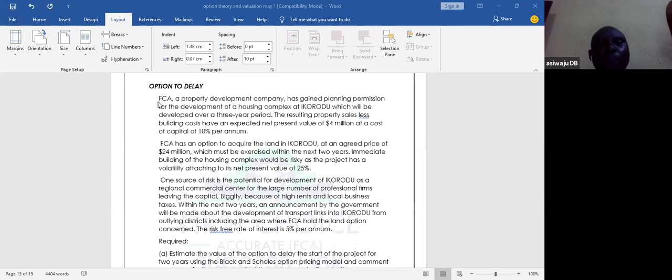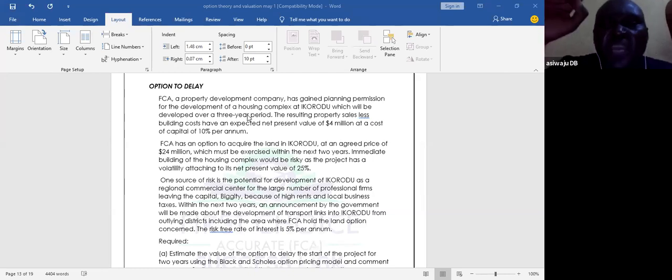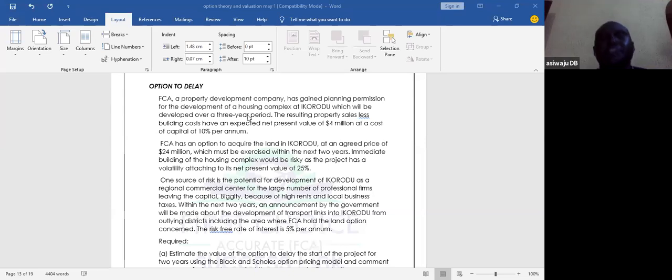FCA, a property development company, has gained planning permission for the development of a housing complex at Ikorodu, which will be developed over a 3 years period. The resulting property sales, less building costs, have an expected net present value of 4 million at a cost of capital 10%. That is, if you commit this project now, the NPV on the project is 4 million.